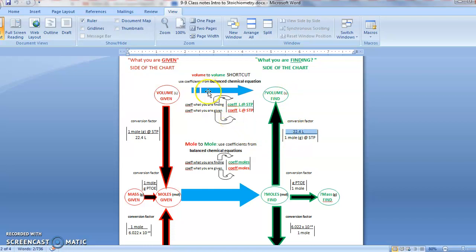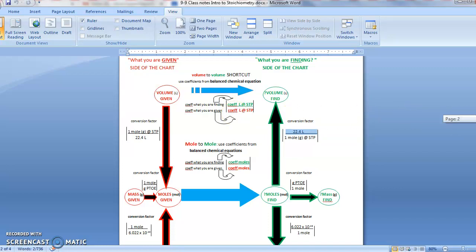So really the only thing we needed to do was use the coefficients from the balanced chemical equation. So a volume to volume shortcut. Coefficient, there's 1 liter of oxygen for every 2 liters of hydrogen, 2H2 plus 1 O2. Those would be the only coefficients we would have left. It's 1 liter of oxygen needed for every 2 liters. So if we had 4 liters of hydrogen, we would multiply it by 1 liter of oxygen over 2 liters of hydrogen. You would only need 2 liters of oxygen.